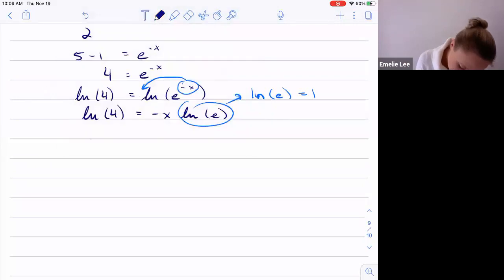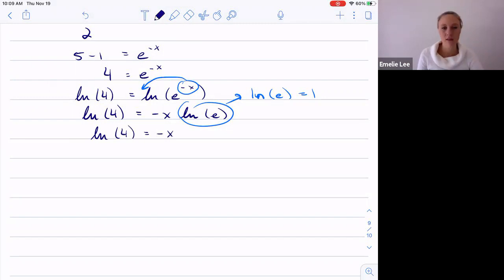So now I have the natural log of 4 is negative x. I always like to have what I'm solving for on the left-hand side. Remember, a equals b is the same as b equals a, so I'm allowed to switch here. In moving x to the left, I'm also going to take the negative of the log of 4. So x is the negative log of 4.